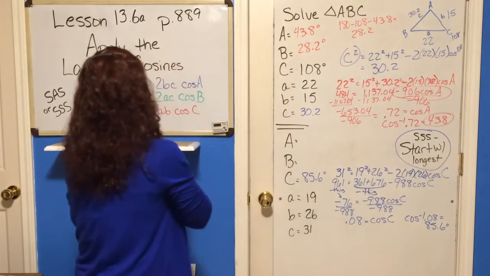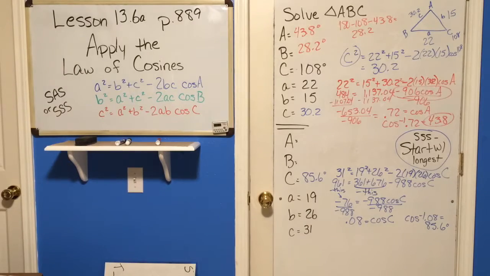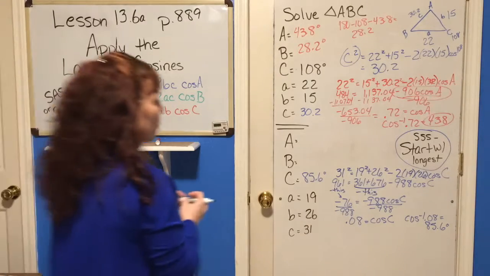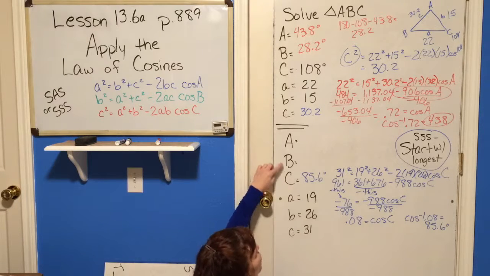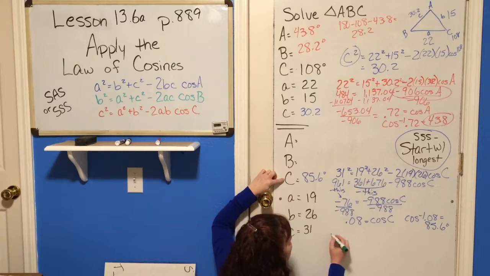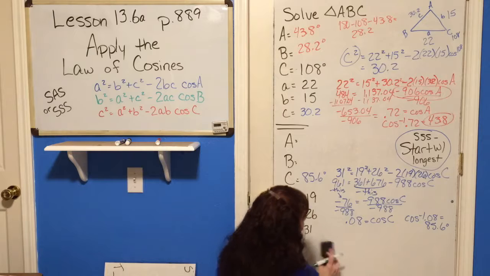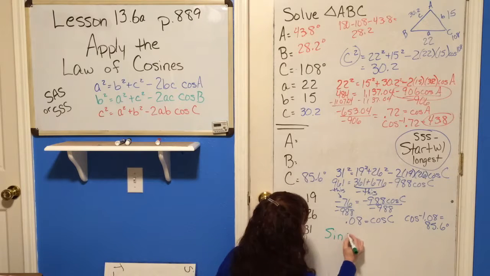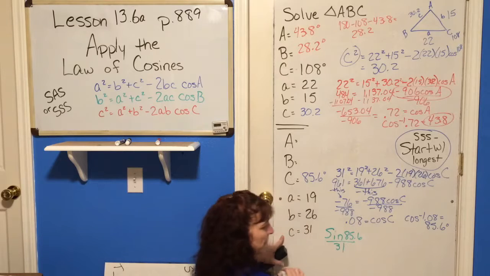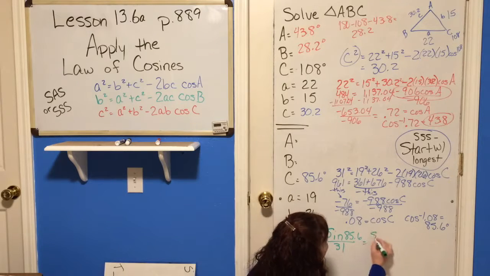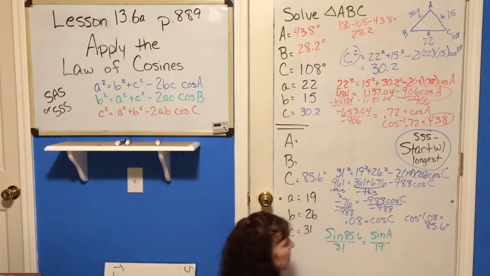And now we can use the law of sines, which is what we probably should have done in the first problem. Here we go. So now let's use this. The angle is what we're going to want to know. So let's put the sine of 85.6 over 31 on one side. And that's going to equal the sine of A over a, which is 19.